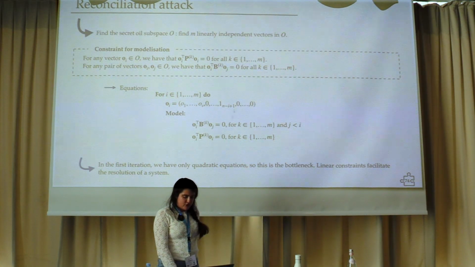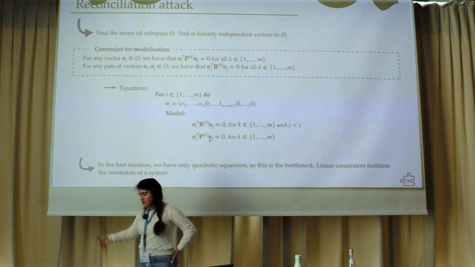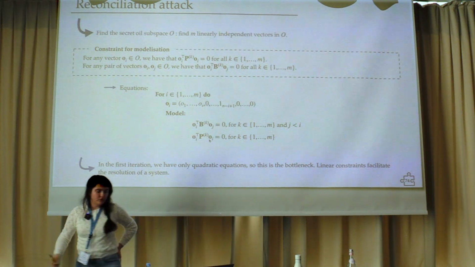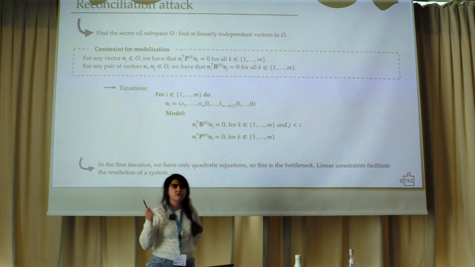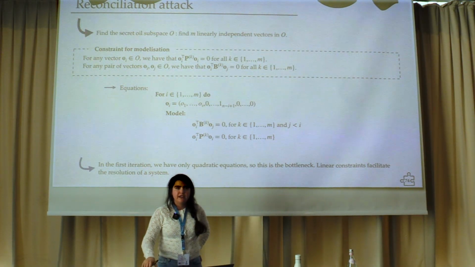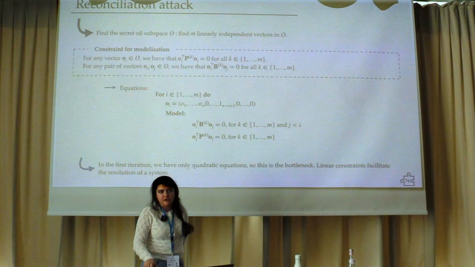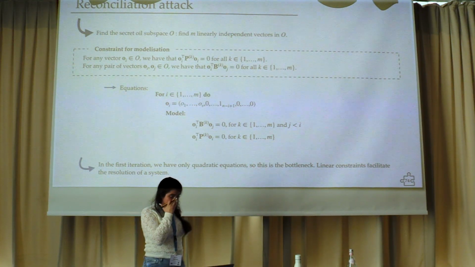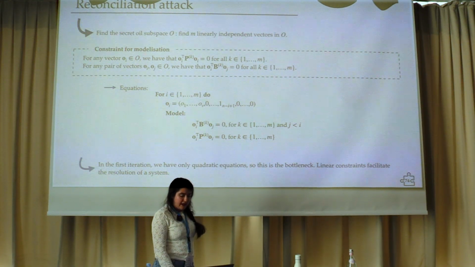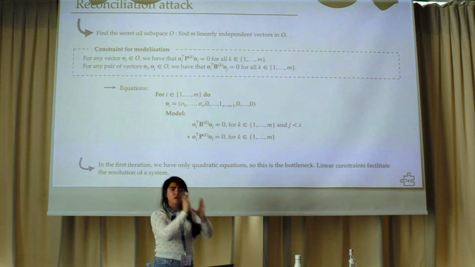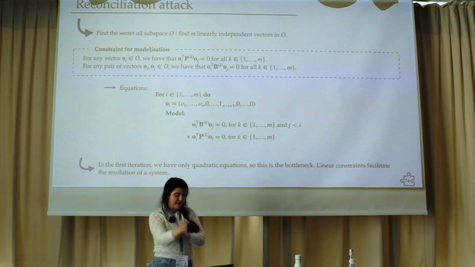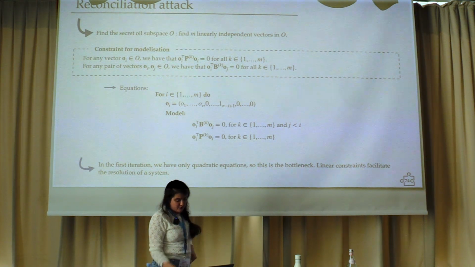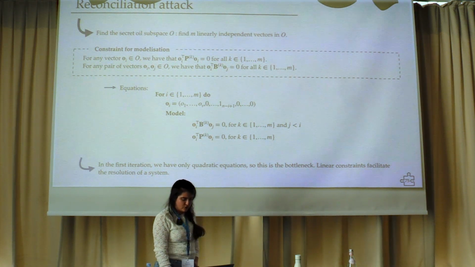So the bottleneck of this is solving actually this big part. You're not going to do this iteratively, because if you don't model everything at the same time, you will get other solutions of other linear subspaces that are not exactly the oil space, but that is a technical detail. And so this is the reconciliation attack. You model this and you obtain the whole basis of your oil space. And as I said, once you have the oil space, you can sign and you can do everything.